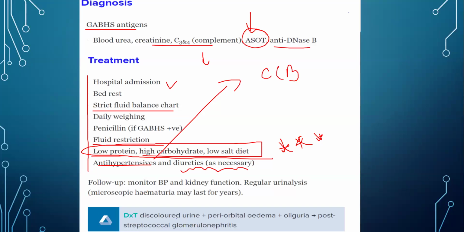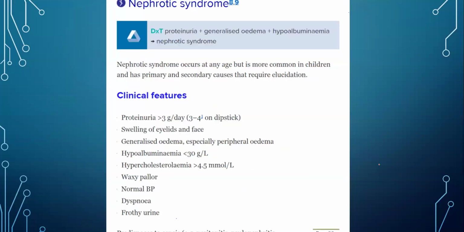But usually you will need to monitor their blood pressure and kidney function for a long time. So regular urine analysis, checking the blood pressure and kidney function is needed. And as long as their kidney function is good, their blood pressure is good, nothing you need to do. Remember, children with PSGN can have microscopic hematuria for years. It doesn't mean anything. All you will do is reassure the parents. Nothing needs to be done for that. Okay? So that's post-streptococcal glomerulonephritis.